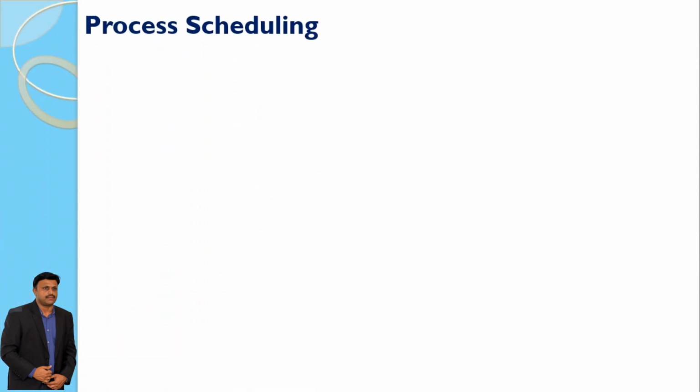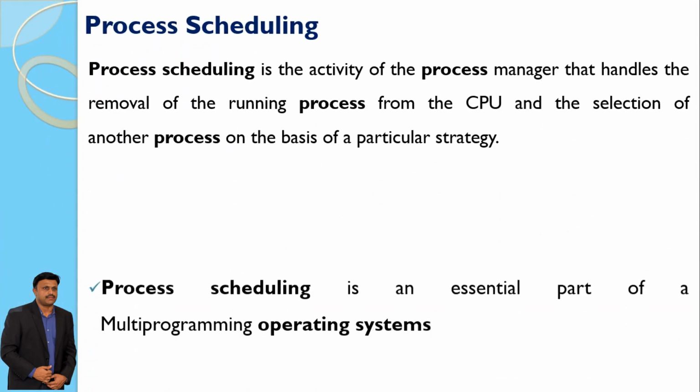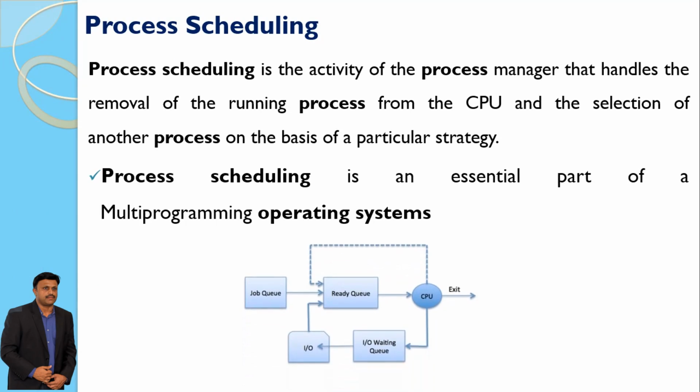Process scheduling is crucial for managing the execution of processes. It involves removing processes from the CPU and selecting others based on a specific strategy, ensuring efficient multitasking.